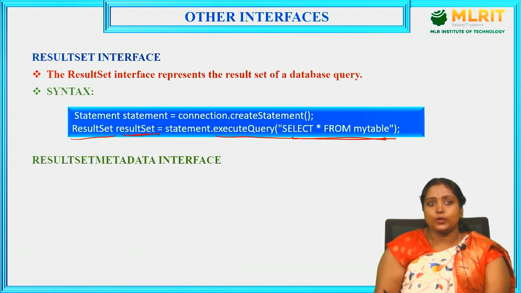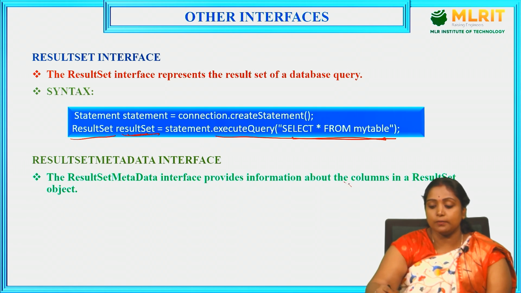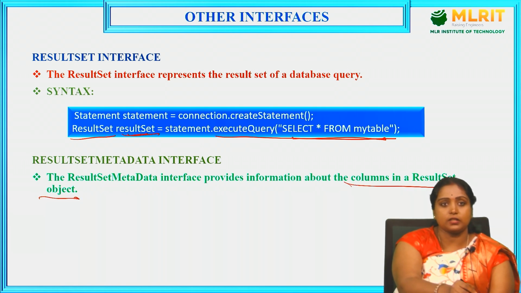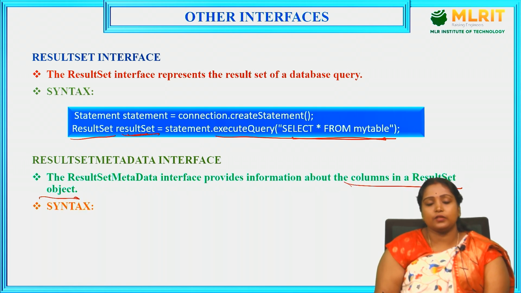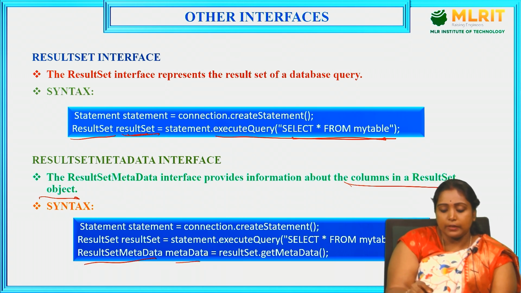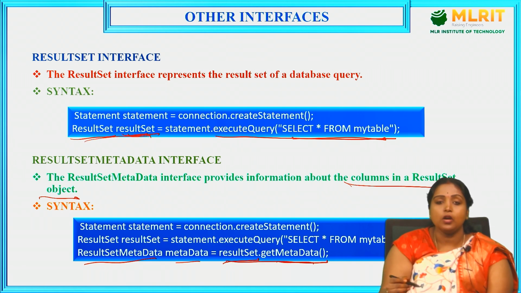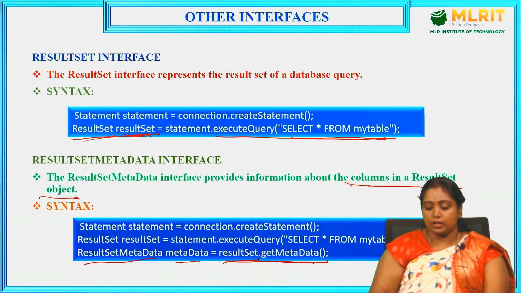The next one is ResultSetMetaData. Here ResultSetMetaData provides the information about the columns in a ResultSet object. So here is the syntax: ResultSetMetaData equals ResultSet dot, after executing the query, you have to call getMetaData, which is used to get data in the form of columns. So these are the interfaces of this particular JDBC connection.